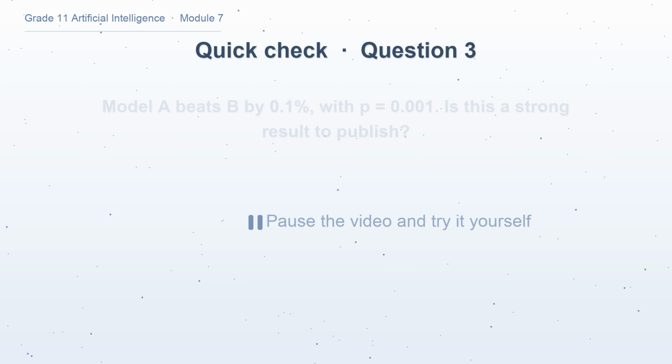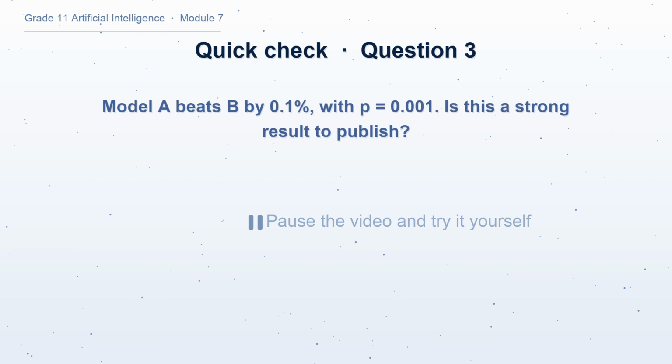Last question, and it brings our ideas together. Model A beats Model B by only 0.1% with a p-value of 0.001. Is this a strong result to publish?